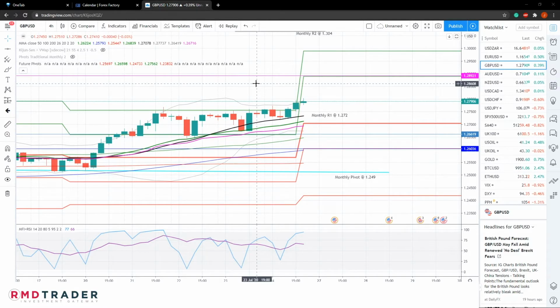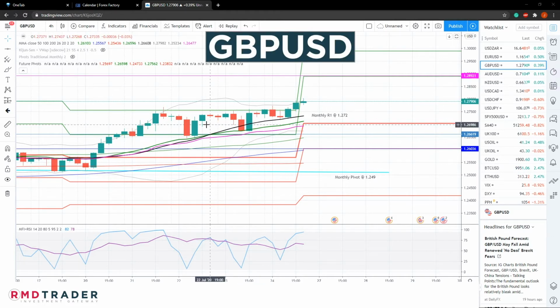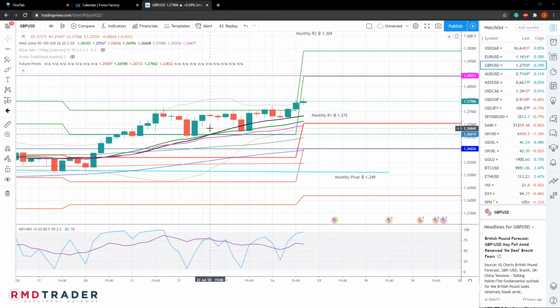Moving on to the GBPUSD. The GBPUSD saw some further consolidation last week between the breakout level at 1.266. That area now has become an area of support, and then we also had this area of resistance at 1.275. We did see that level being broken end of last week on Friday, with two 4-hour candles closing above that level, meaning that would be a new area of support.